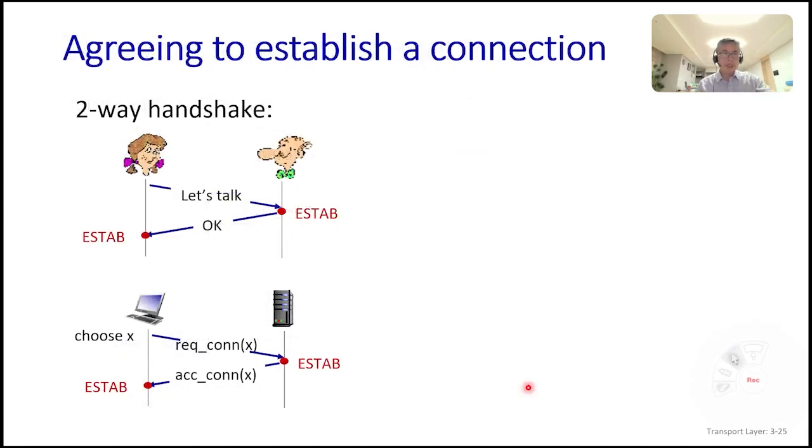For agreeing to establish, we can do TCP establishment using a two-way handshake, but the two-way handshake has some problems. That's why the three-way handshake is used for TCP. So take the Alice and Bob communication scenario. Let's talk. To establish, messages are exchanged: a request with some sequence number, and then accept the connection.